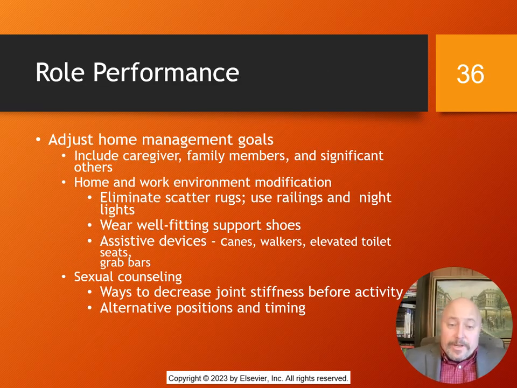Adjust the home management goals. Include the family members, include their spouse, their caregivers, significant others. And also think about that home and work environment. Anything we can do to keep that patient moving around as much as possible. Eliminating those scatter rugs, using railings and nightlights, wearing well-fitted supporting shoes, assistive devices, canes, walkers, elevated toilet seats, putting those grab bars in the showers, identifying potential safety dangers. If they're having significant arthritis, especially in the knees and hips, falls and balance dangers, preventing those falls and other dangers is going to be a key role of you as a nurse.